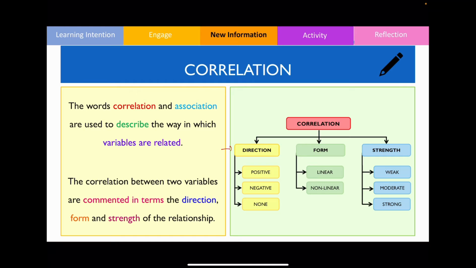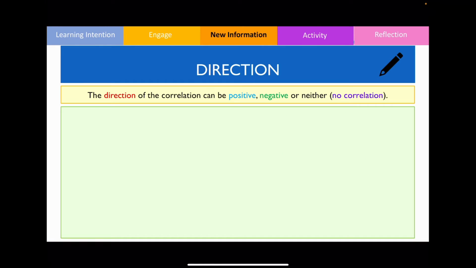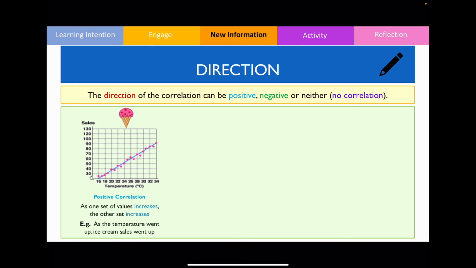Let's look at this in a bit more detail. So when you're talking about the direction of the correlation, this could either be positive, negative, or neither, which means no correlation. A positive correlation or a positive association is characterized where an increase in one variable also increases the other variable. So a real life example of this would be as the temperature increases, the ice cream sales will also increase as well.